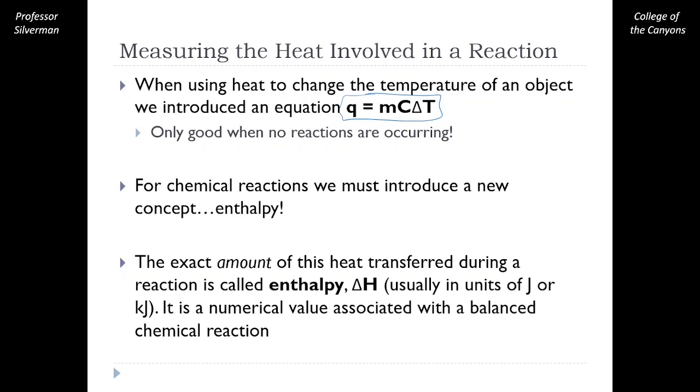So, if we are performing chemical reactions, we need to have a new method for calculating heat. Our new method uses a concept known as enthalpy. Enthalpy, given the symbol delta H, is the amount of heat transferred during a chemical reaction. This delta H is a numerical value, and it's associated with a balanced chemical reaction.